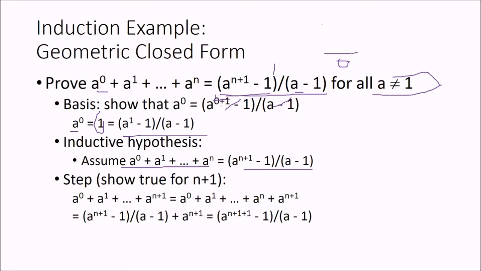We assume that a to the power 0 plus up to a to the power n is actually equal to this, and now we want it to be true for n plus 1. So what are we going to do? We will replace all n with n plus 1, so this is n plus 1, and I'll be filling it in here.